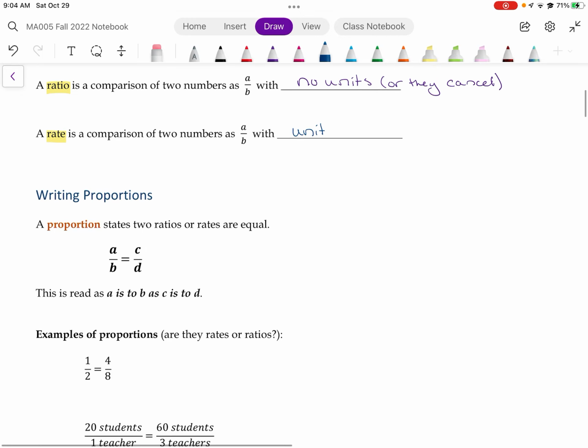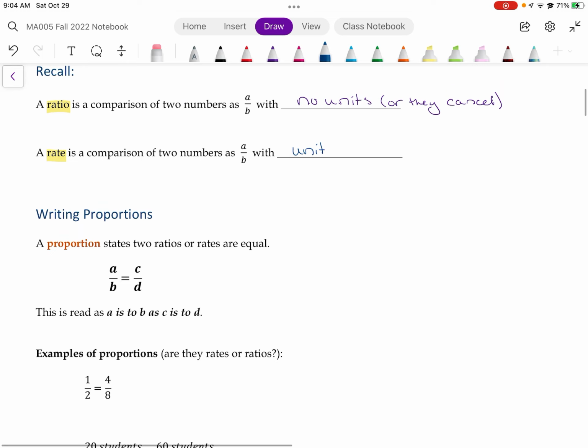All right, so writing proportions. A proportion states two ratios or rates are equal. Looks like this. That is a proportion. So make sure you have this as the definition of a proportion. This is read as A is to B as C is to D. And that's how you really need to think about it in your head.